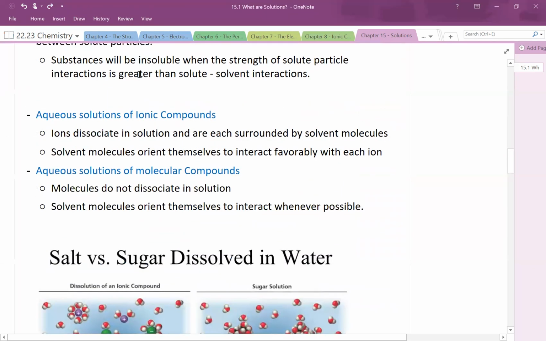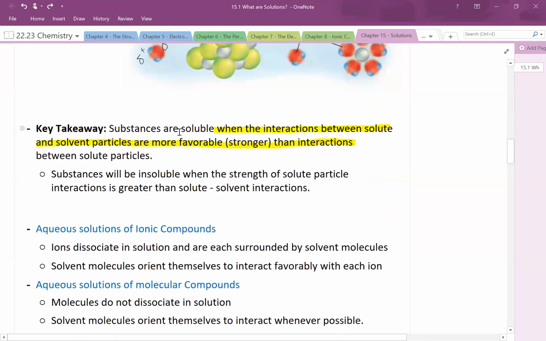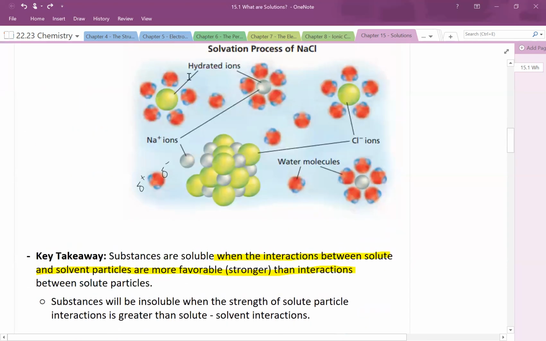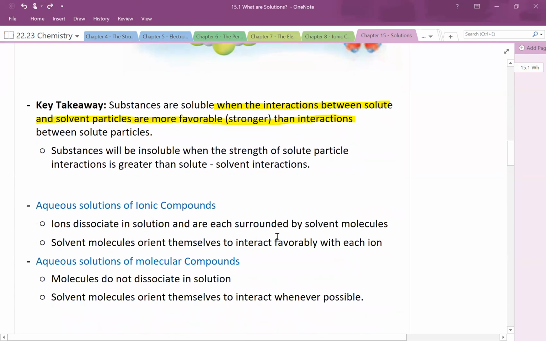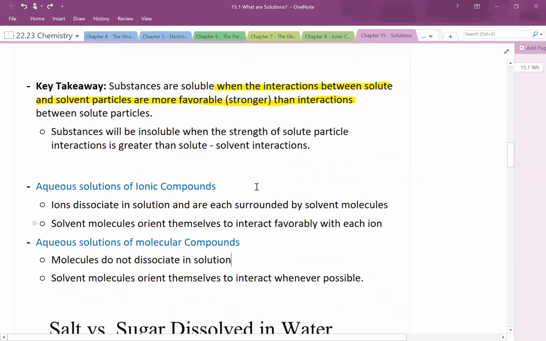So aqueous solutions of ionic compounds we'll talk about briefly. Remember, ions dissociate in solution, so you can see that exemplified in our NaCl, which is an ionic compound. And then they are each surrounded by solvent molecules. Those solvent molecules orient themselves to interact favorably with each ion, right? That's what we saw in our example here.